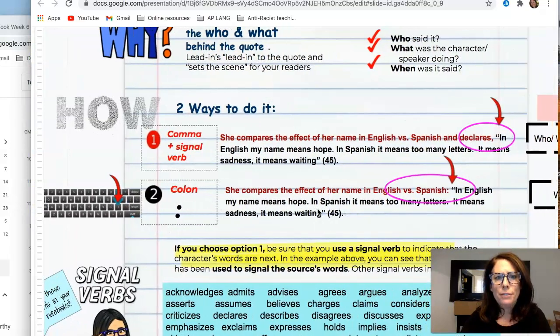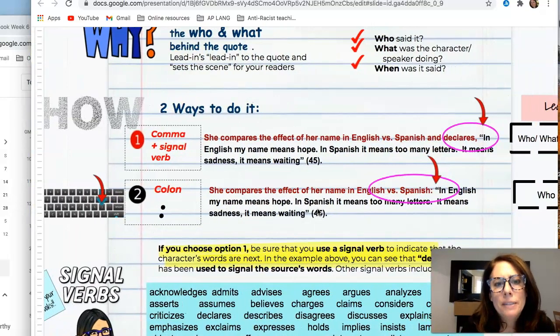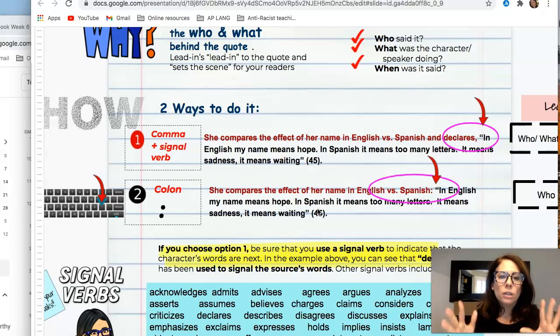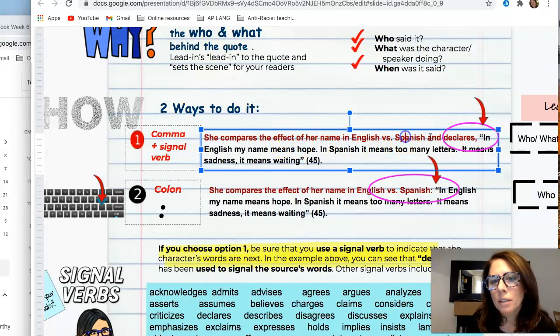There are two ways to write a lead-in statement that we're going to learn today. One is called comma plus signal verb. It's a little weird, but it's a formula, so we have to memorize it. What does it look like? So right here: she compares the effect of her name in English versus Spanish and declares. So this is from Esperanza's story that we read a couple weeks back. You don't need to know that, but it's from The House on Mango Street.